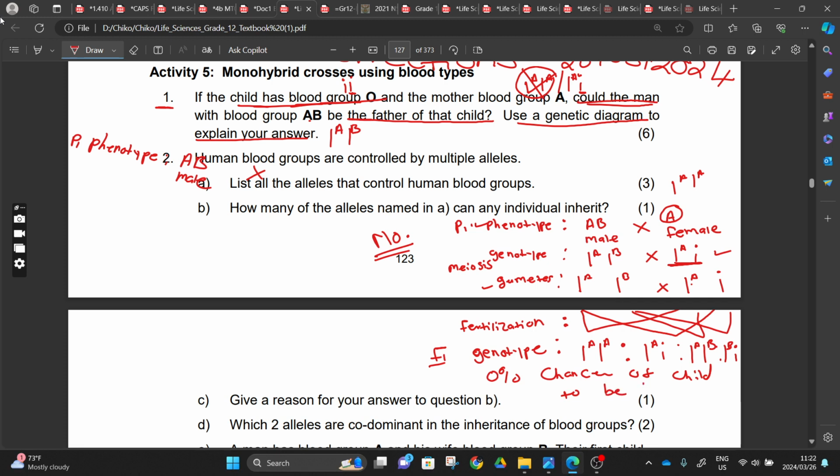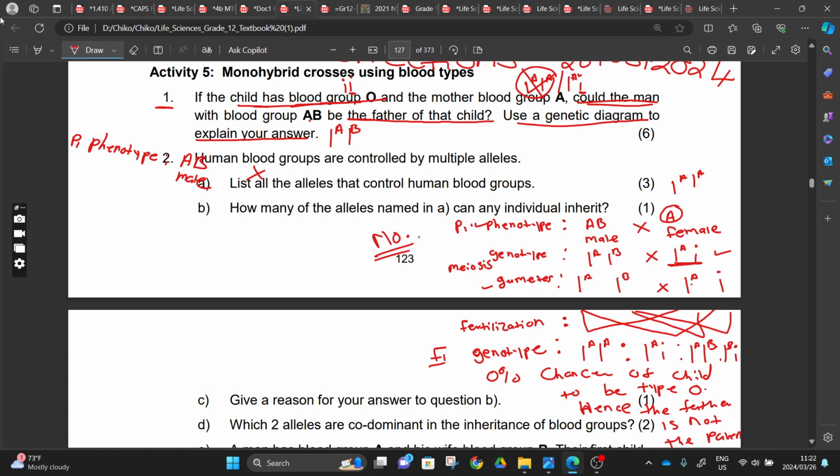be type O. Hence the father is not the parent. You might be the father but not the parent. Again, that will be your 6 marks.